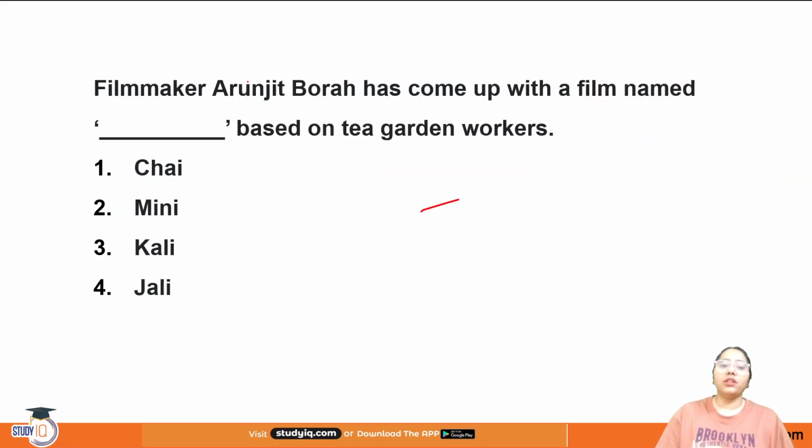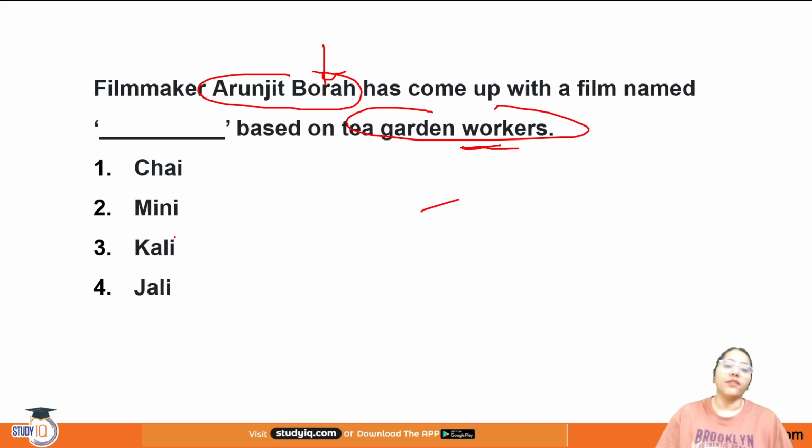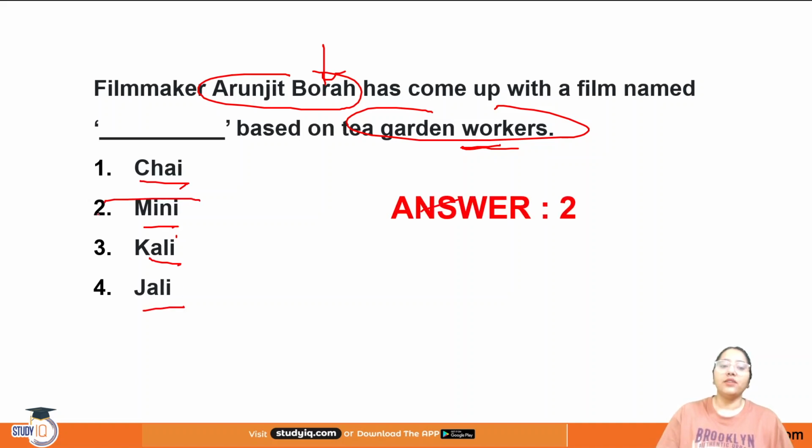Next question is about the filmmaker Arunjit Bora. Arunjit Bora decided to make a film on the tea garden workers of Assam. What will be the name of that film that will be based on the life of tea garden workers of Assam? Options are Chai, Mini, Kali, Jali. The correct answer will be Mini. This is a very important question.